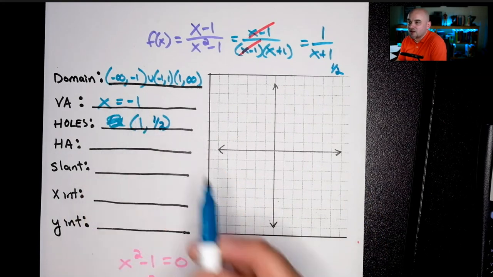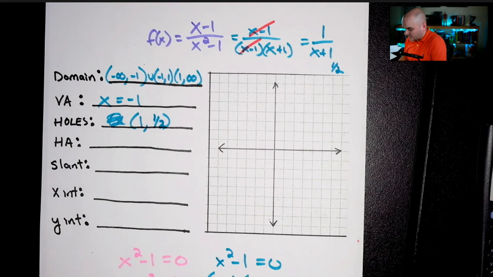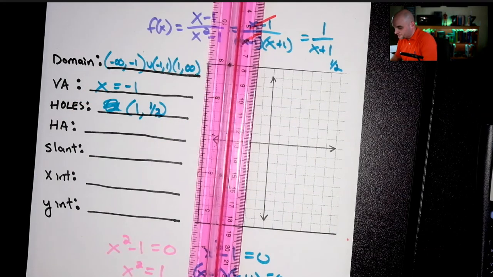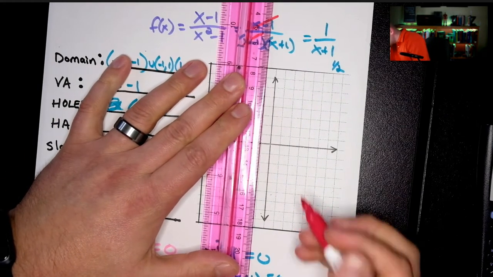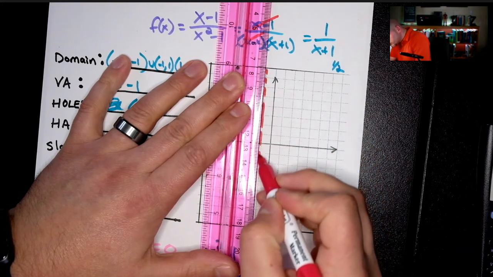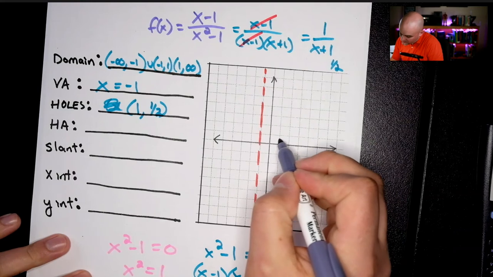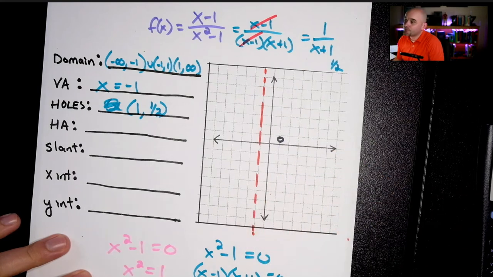At x equals negative 1, that is where the vertical asymptote is. So those, I'm going to go ahead and graph, let's see here, that vertical asymptote first. And then I'm going to graph the hole there. Let's pick, I'm going to do gray this time. So at 1, 1/2, that's where the hole is.